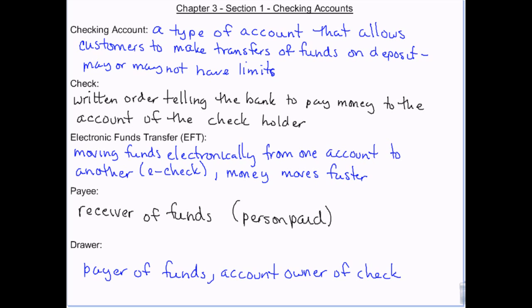The payee is the person being paid, so the receiver of the funds. So when you pay your rent, your apartment complex or whatever, they're the payee. And you are the drawer. You're not called the payer, but essentially that's what you are, the payer of funds. It's called the drawer because that's where the money is coming out of.